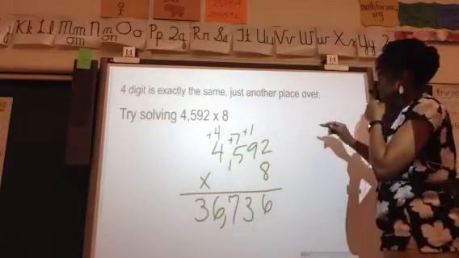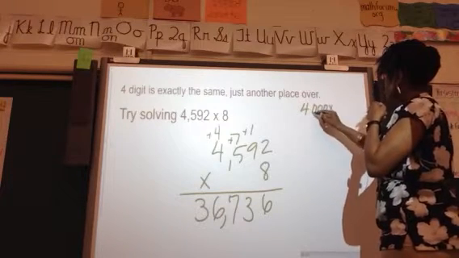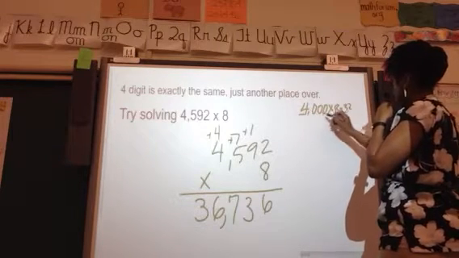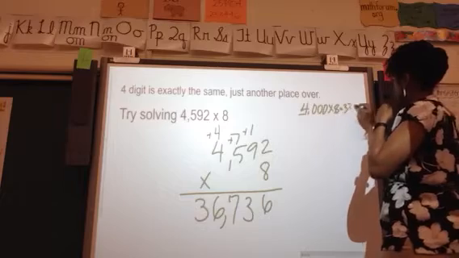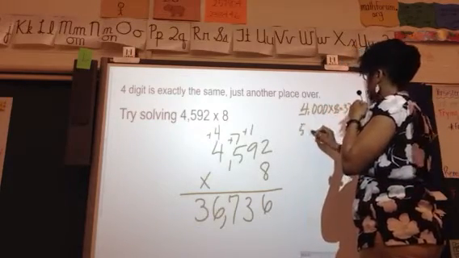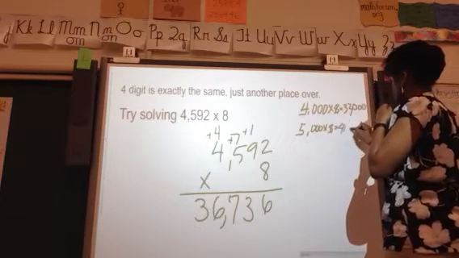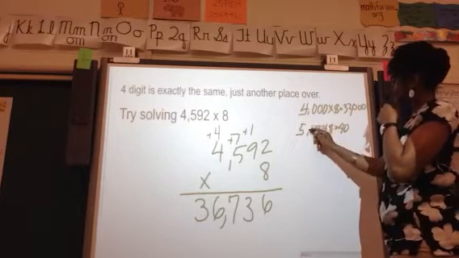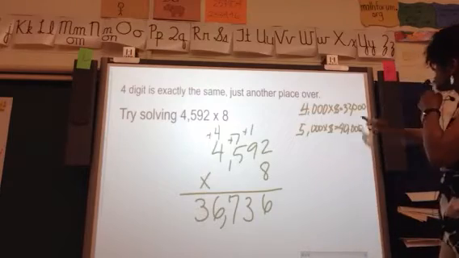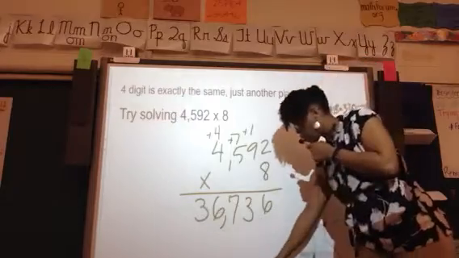Let's make sure our answer is reasonable. Let's do 4,000 times 8. So think of it as 4 times 8, which is 32. Bring over how many zeros? 1, 2, 3. So 32,000. Or if we do 5,000 times 8, think of this as 5 times 8, which is 40. And you still have to bring, even though there's zeros here, you still bring over these 3 separate zeros. So comma, 1, 2, 3. So our answer should be between 32,000 and 40,000, and guess what? It is. So this is a reasonable answer.